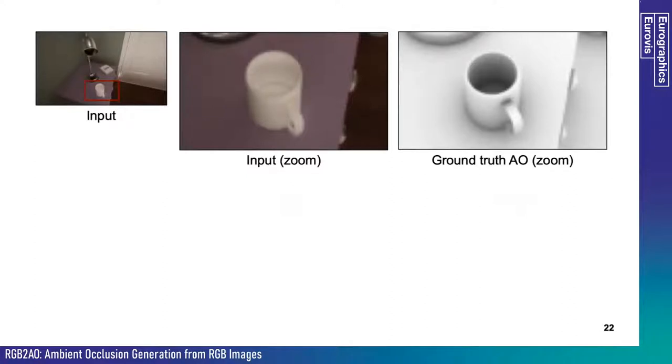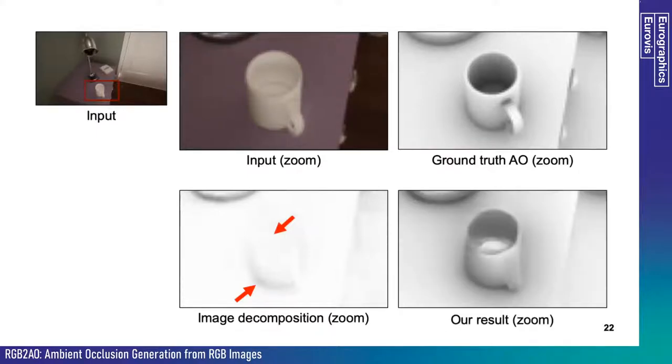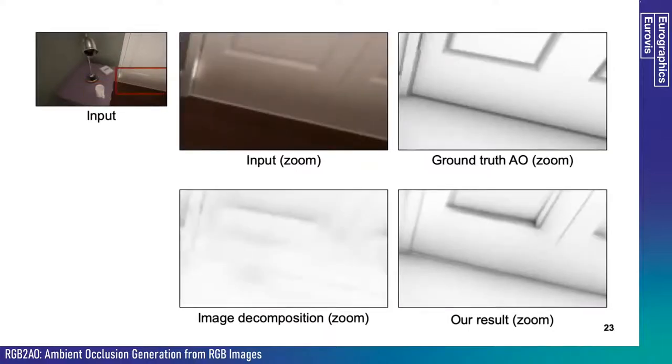Given this input, the image decomposition model detects shadow that is already present. So it estimates AO at the bottom of the markup, but it doesn't estimate AO inside the markup. In contrast, our model can correctly generate AO in both areas. The same trend can be observed in the other enlarged views. It is clear that our model can correctly detect the intersection of the floor and the door, or the small gutter.